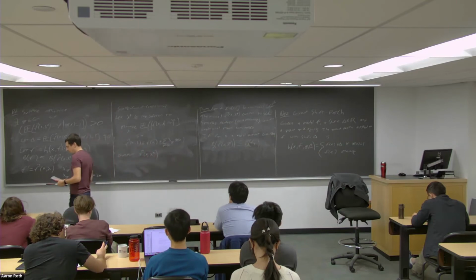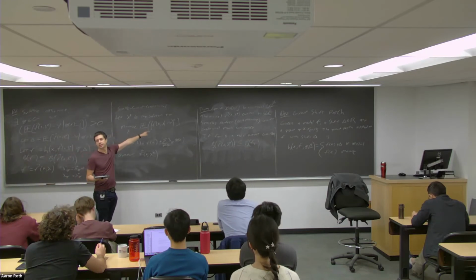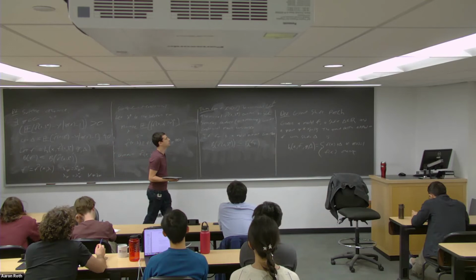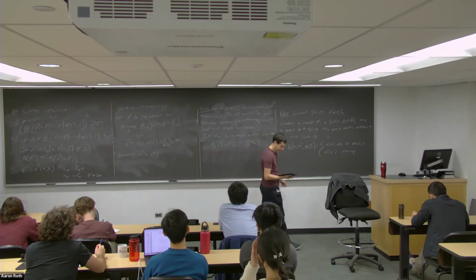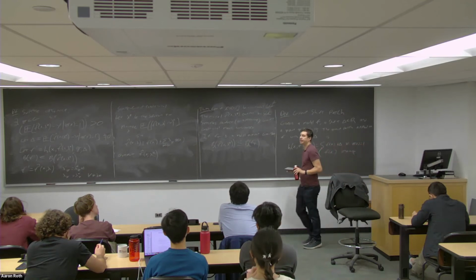And you can do the same thing for quantiles, where for quantiles, you would minimize pinball loss rather than squared error. Okay. So now I want to talk about doing this on data, finite sample guarantees.